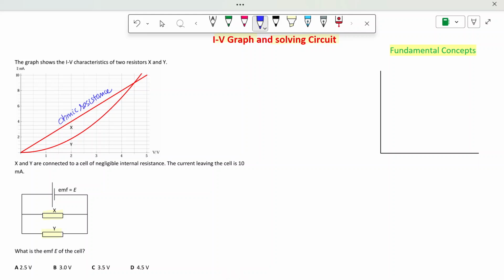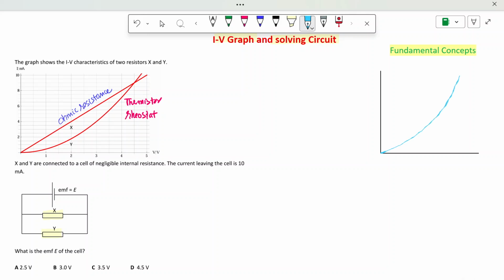But the resistor Y is changing. This resistor Y may be a thermistor, which changes due to the change in temperature. It may be a rheostat, which you can change by changing the length of the wire included in a circuit. It can be any resistance, okay. So we see that this is a resistance.